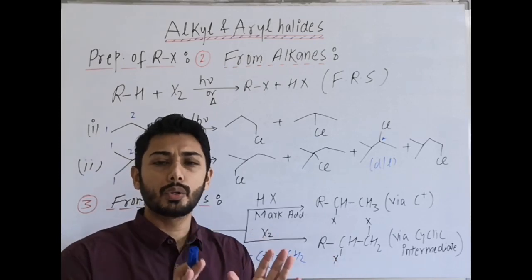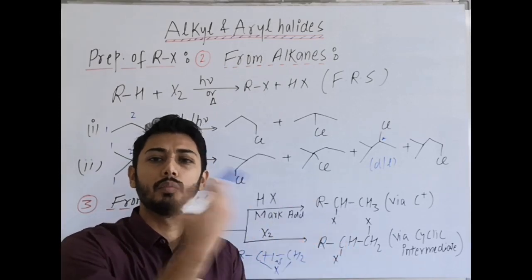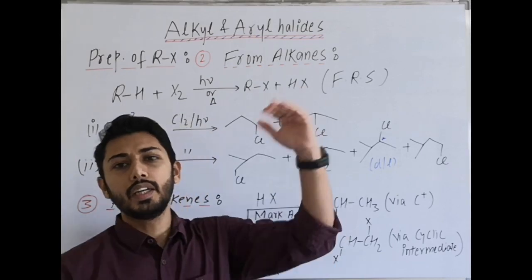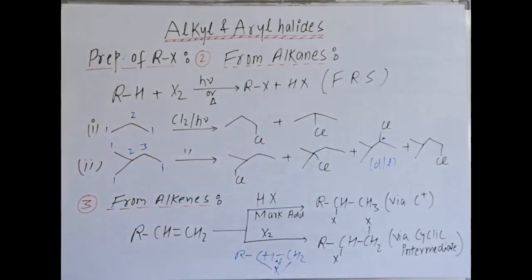If you have any doubt, go through the mechanism from the hydrocarbon topic. In alkenes, each reaction is covered in detail. So from alkenes we can prepare halo compounds by treating with HX, where Markovnikov addition takes place, or by halogenation.